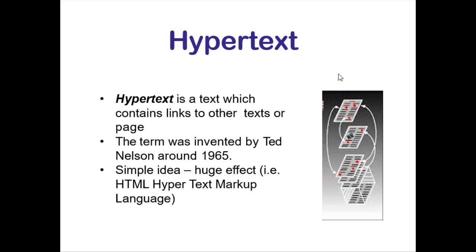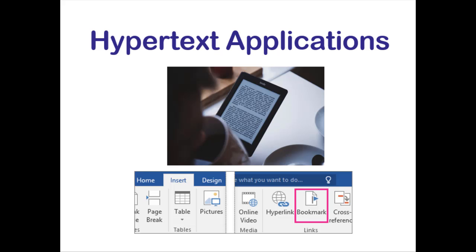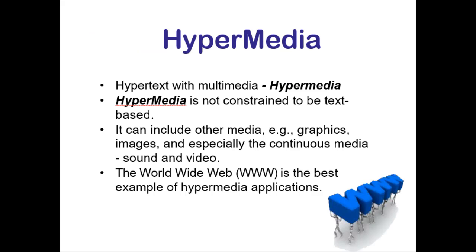HTML, or hypertext markup language, uses this idea in its technology, and it is the principal technology for making a web page or website. These are examples of applications and devices that use hypertext: the ebook Kindle by Amazon and bookmarks in Microsoft Word or PDF documents. When you create links by using multimedia instead of just text, we call it hypermedia.